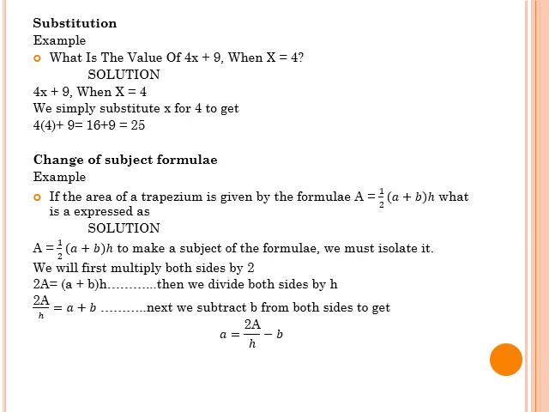The example here says: if the area of a trapezium is given by the formula A is equal to 1 over 2, (a plus b) in brackets, times the height h, what is a expressed as?